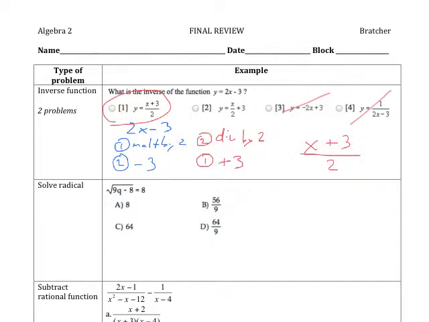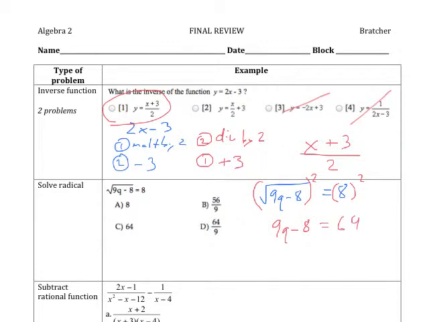Number 2, we need to be able to solve some equations. This one is a radical equation, so I rewrite it. We have the square root of 9q minus 8 equals 8. One of the things we learned is that the first thing to deal with square roots is to do the opposite of square rooting, which is to square both sides. And that cancels out your square root sign, and that equals 64.